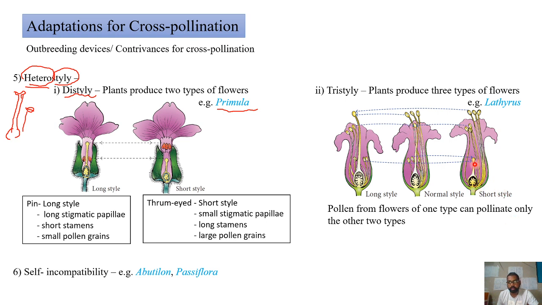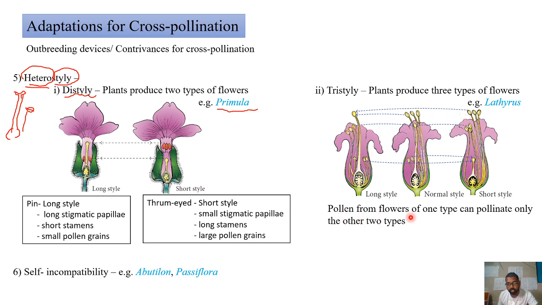The same way, in the third case, the style is shorter. In this flower, there will not be short stamens. The stamens will be either medium sized or longer only. Like this, three types of flowers are present in the plant. Now, the pollen grain from the flowers of one type, say in this, can pollinate only the other two types. So from this, it can pollinate. This is the medium sized filament. When I just look into this, from this, the pollen grains can be transported onto this flower or this flower.